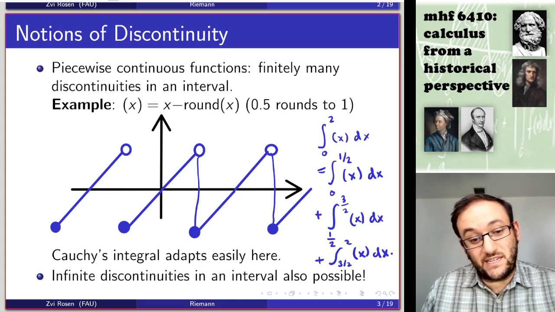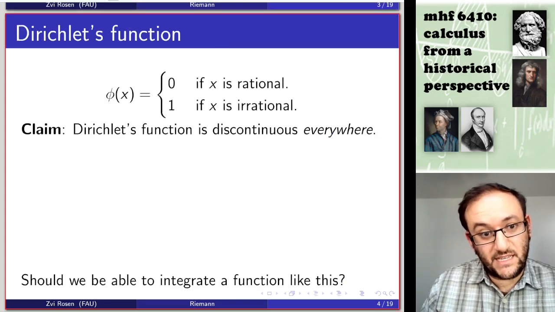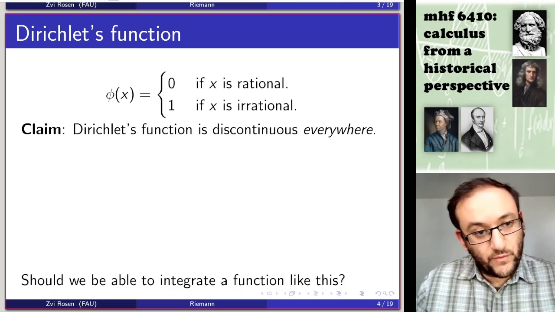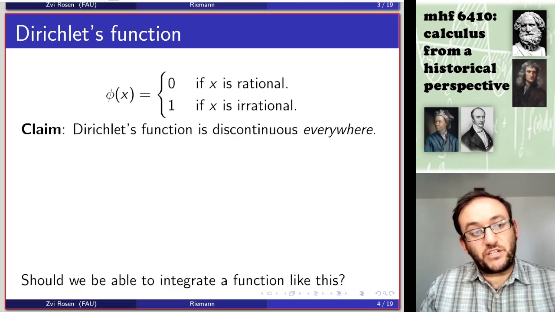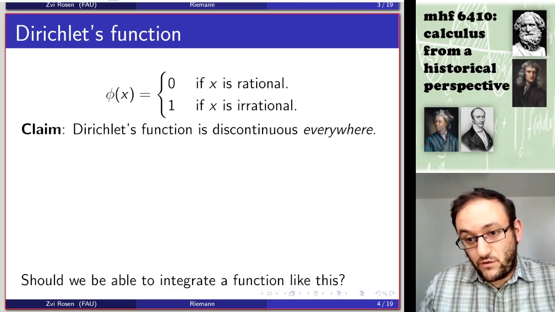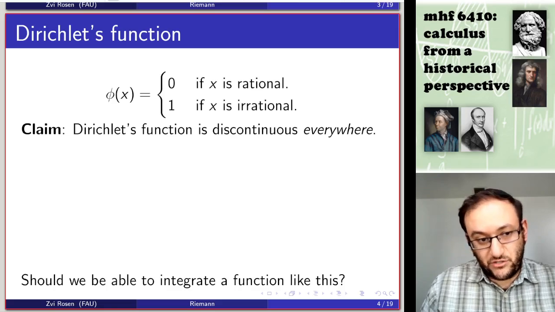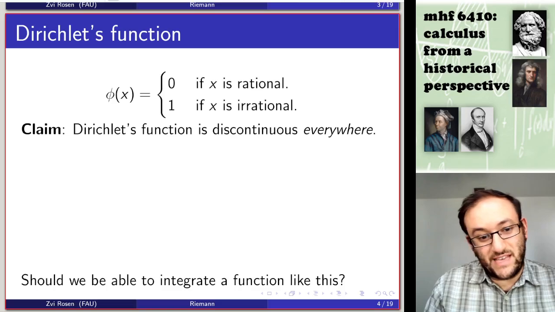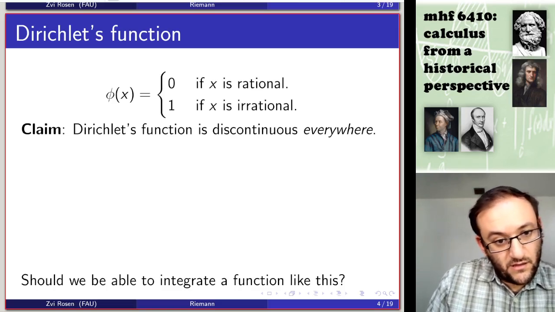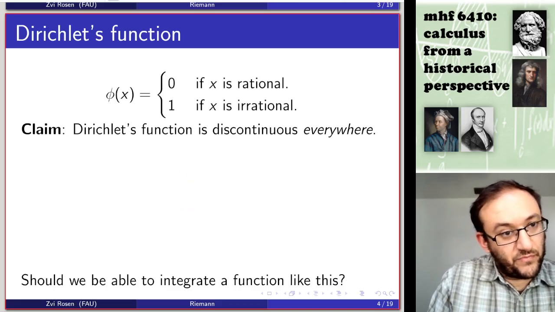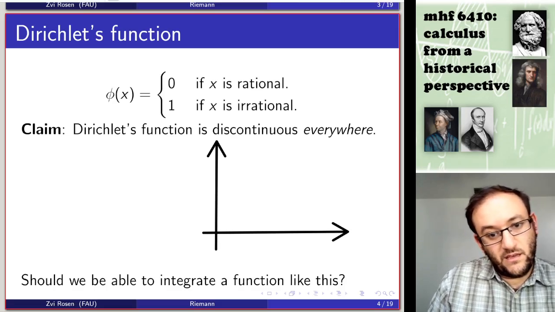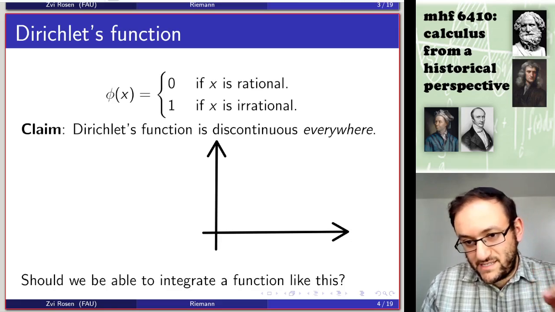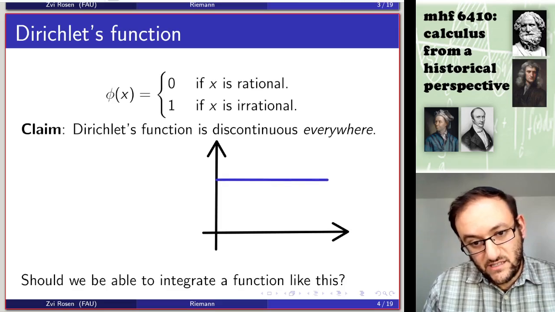However, infinite discontinuities in an interval are also possible. Let's see an example of this. This is Dirichlet's function, and Dirichlet was a teacher of Riemann, we're going to see. He defined the function phi of x, which returns 0 if x is rational, and 1 if x is irrational. And the claim is that Dirichlet's function is discontinuous everywhere. So let's first draw the function that we're looking at. The problem is that it's very difficult to draw, because no matter at what scale you're looking, you're always going to find some points that take the value 1 and some points that take the value 0.